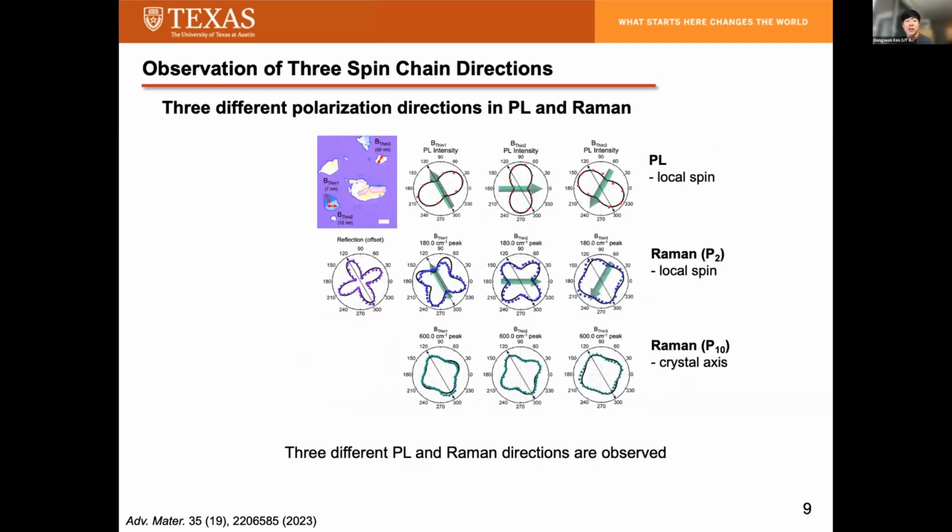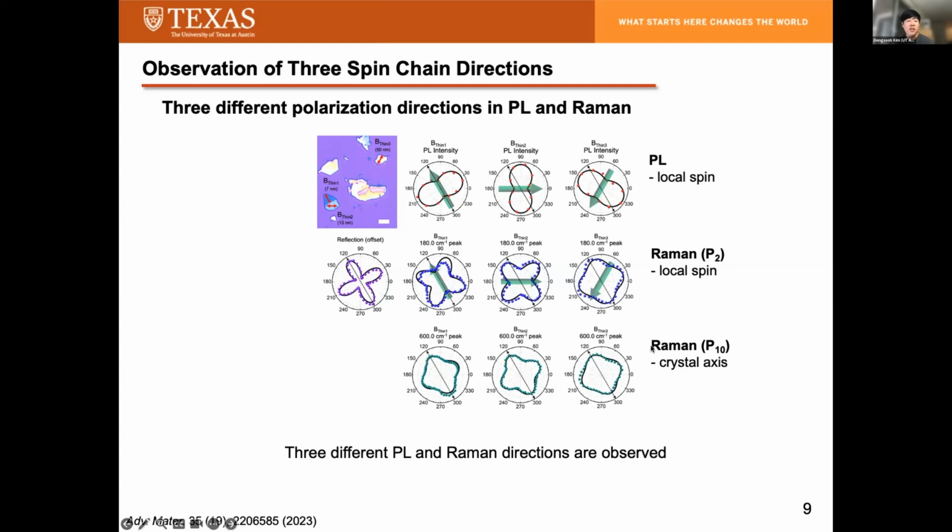So we prepared a lot of samples and took polarization dependent PL and Raman. As a result, you can see there are a lot of flakes, and I took 3 representative flakes for this polarization measurement. As you can see, the PL and Raman mode, which are coupled to the magnetic ordering, show different polarization dependence on each of the flakes. So from this measurement, we figured out that in this nickel PS3, there are actually 3 different spin chains. So it's not always fixed to the crystalline A-axis.